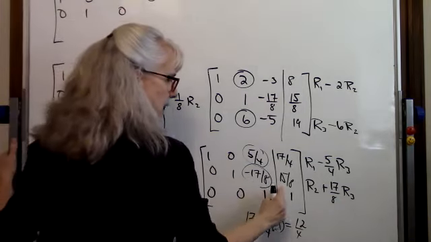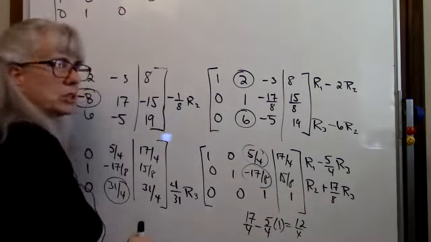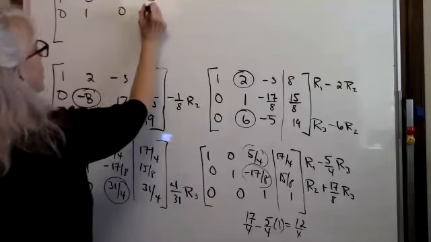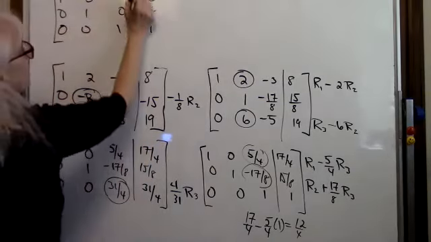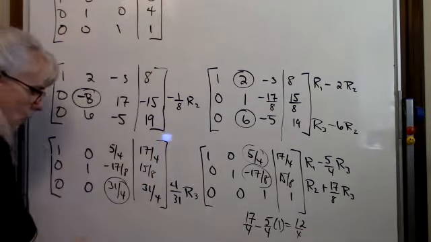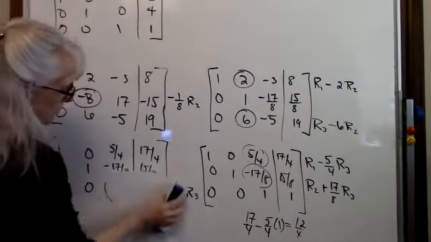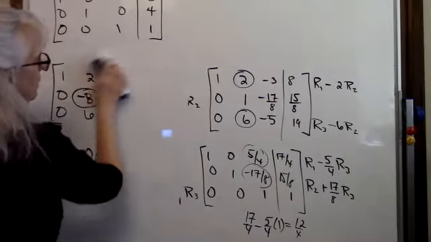What about the next spot? It's 15/8 plus 17/8. That's 32/8. 32/8 is 4. Nice. And then we're going to have 0, 0, 1, 1. And we're done. We have now row reduced our matrix. And now we can pick up our solution.